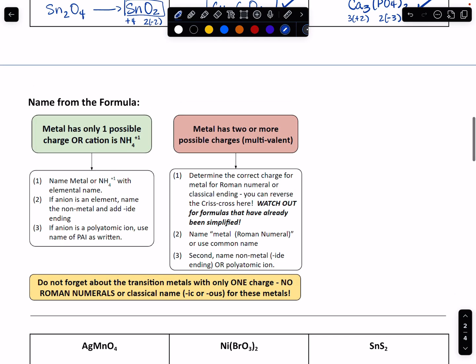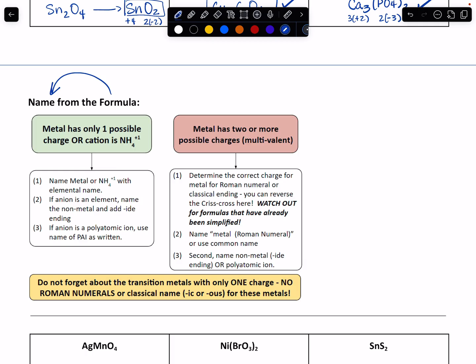All right, now for the other way, which I actually think is easier, if you're given the formula and you're asked to write the name. Again, we're going to split the metal into two groups. The metal has only one possible charge, or is the cation NH4+1. If that's the case, you're going to look at the formula and name the metal first, or ammonium. If it's a metal, just its elemental name, so sodium or aluminum or potassium.